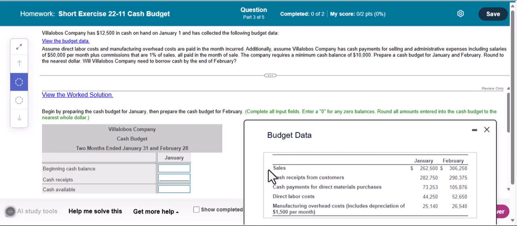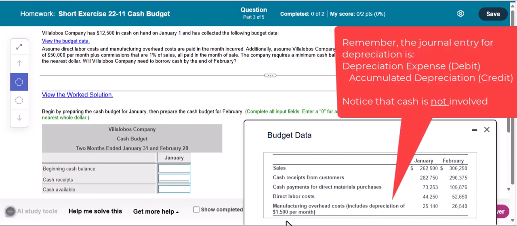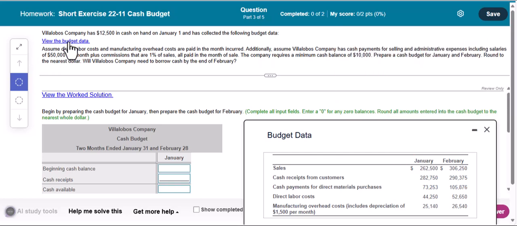So over here in the budget data, we have sales, we have cash receipts from customers, then we have cash payments for direct material purchases, direct labor costs, and then manufacturing overhead costs. But this includes depreciation of $1,500 per month. And now remember, depreciation is a non-cash transaction. And since we're working with a cash budget, we will have to back this $1,500 out when we get to the manufacturing overhead costs. So when we break this problem down, this assumed direct labor costs and manufacturing overhead costs are paid in the month incurred.